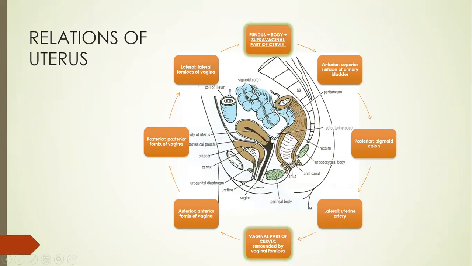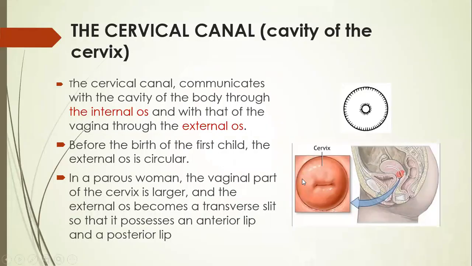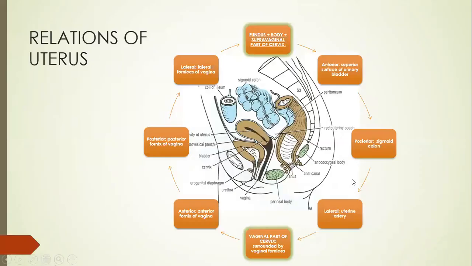The vaginal part has four spaces. These are called the anterior fornix, posterior fornix, and lateral fornices. Let me show you here. So this is not clear. Here is the anterior fornix, the posterior fornix here, and on either side there will be the lateral fornix. So that is the space you see surrounding the vaginal part of the cervix.